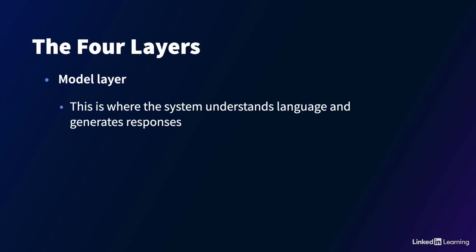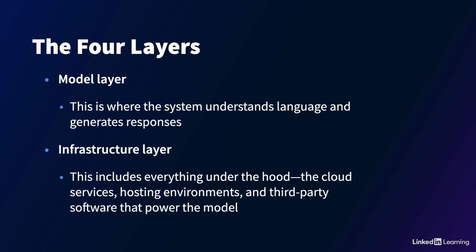This is where the system understands the language, the questions you are asking, and generates responses. If the model is poisoned or compromised at this layer, it may behave unpredictably or even pose real harm. And finally, we have the infrastructure layer. This includes everything under the hood: the cloud services, hosting environments, and the third-party software that powers the model. Weaknesses at this layer could lead to supply chain risks, system overloads, or broader platform-level attacks.